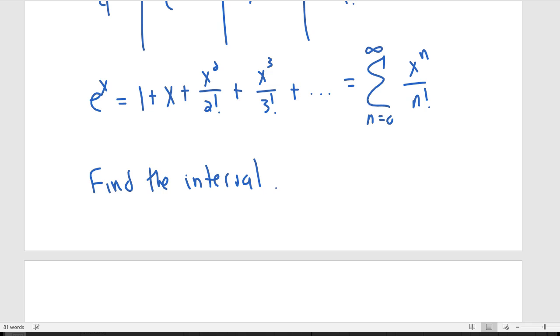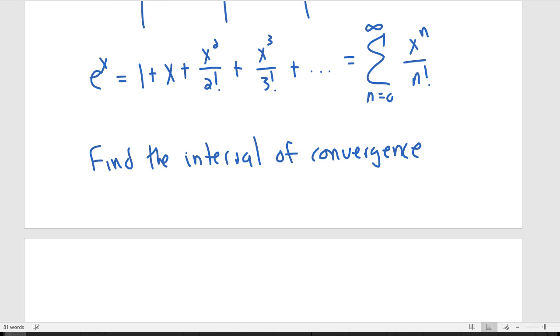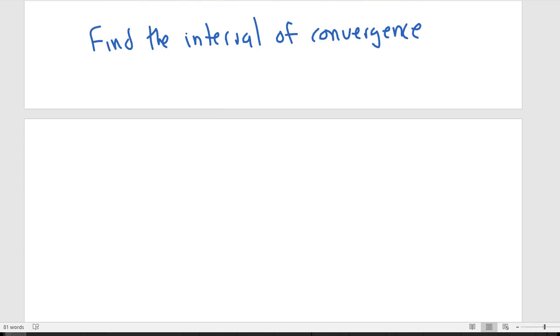Now remember, in our prior video, which was 11.8 in Stewart's textbook, we used the ratio test to find intervals of convergence. So I'm going to use the ratio test here. I'm going to take the limit of a sub n plus 1 over a sub n, and that's my ratio test, right, as n goes to infinity.